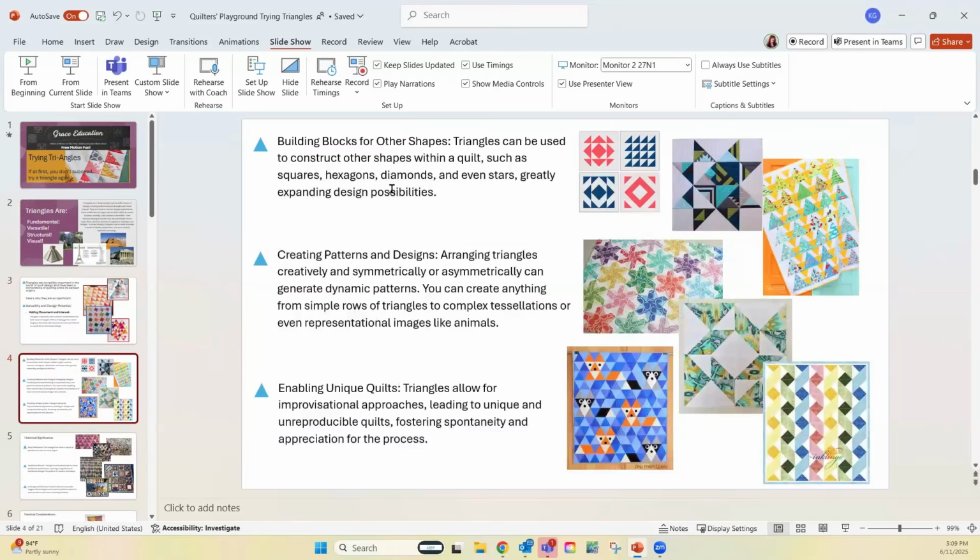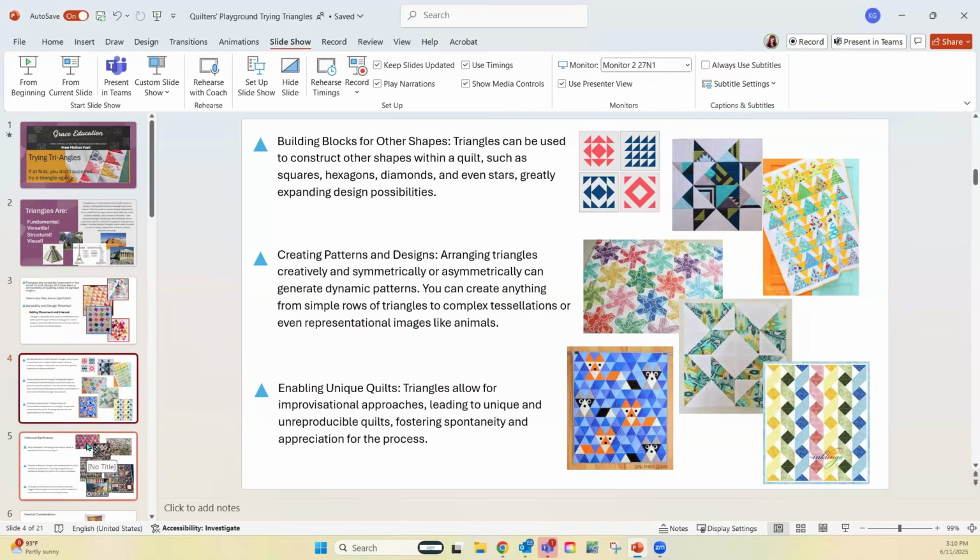All right, they are building blocks for other shapes. We know how important they are and that you can create other shapes just using several triangles. They're great for creating patterns and designs, and you can rearrange the triangles. I could give everybody a stack of triangles and we would all have something totally different. And that's what's so exciting about triangles. You can create animals, you can create linear objects, and it's fun to see the spontaneity and how triangles have evolved quilting to that next level.